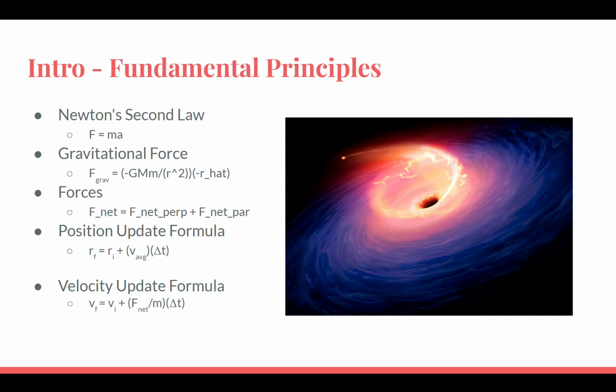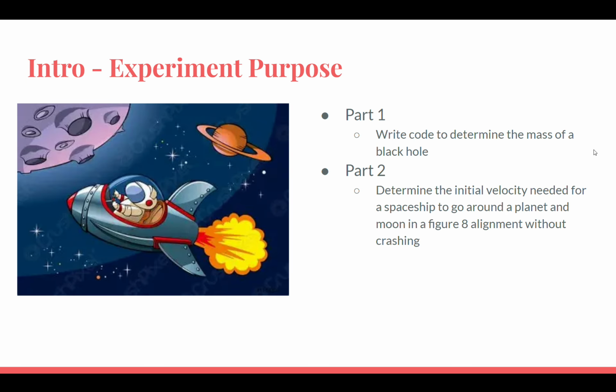And the next equation is F net, which is equal to the F net in the perpendicular and the parallel components. And these allow us to find the change in direction or the change in velocity of an object. And lastly, we have the position and velocity update formulas on the bottom, from lab 1 and 2.